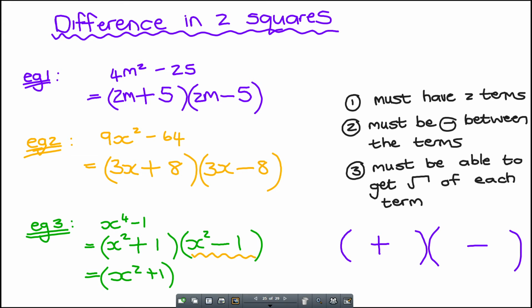How many terms in there? How many terms inside that bracket? 2. Is there a minus between those 2 terms? Can I get square root of each? So that one can actually go further. What will that then become? It will be x plus 1, x minus 1. Does everyone understand that one?